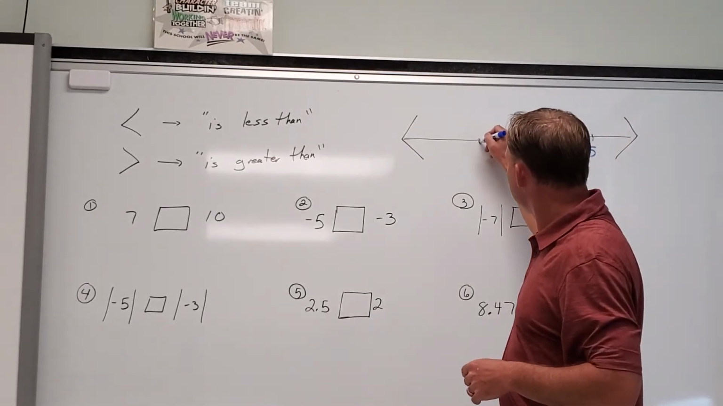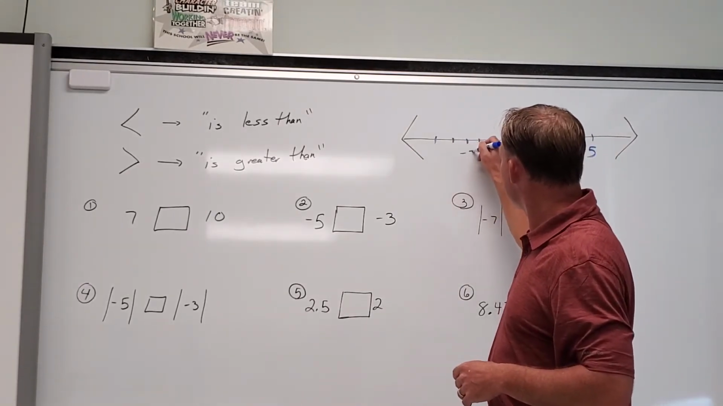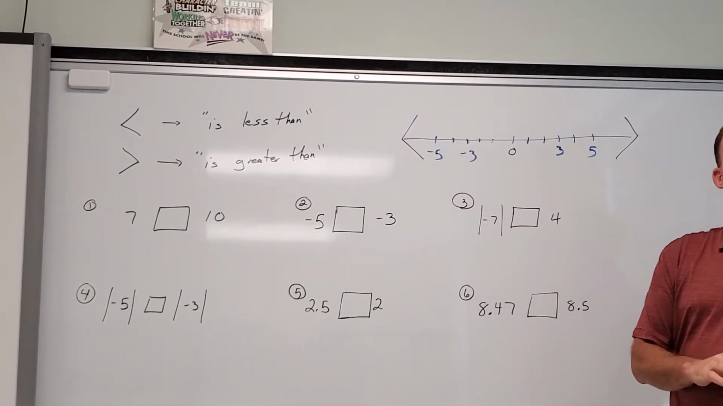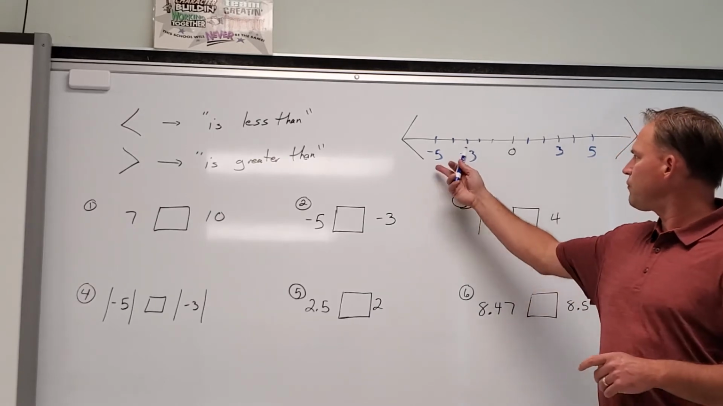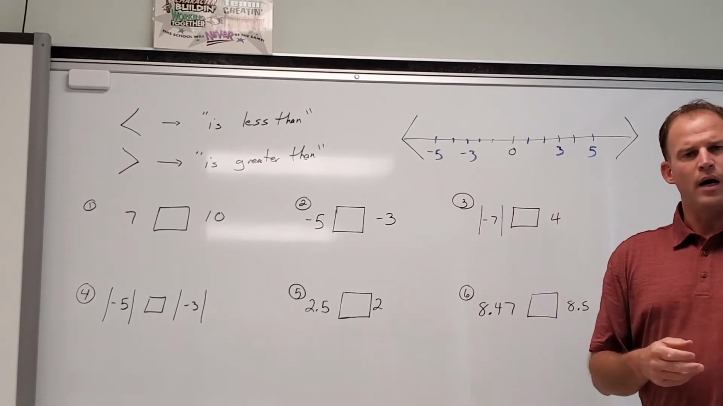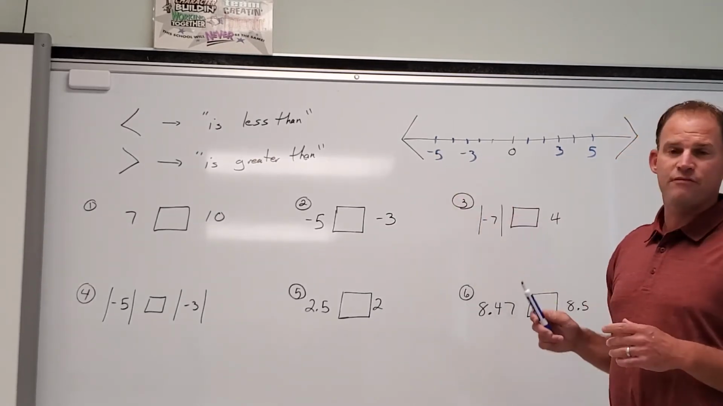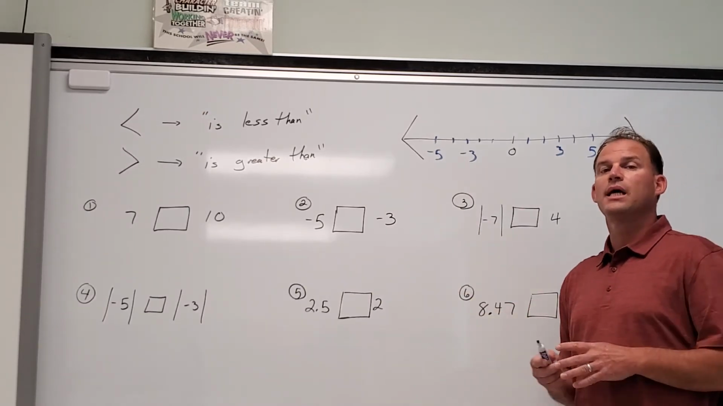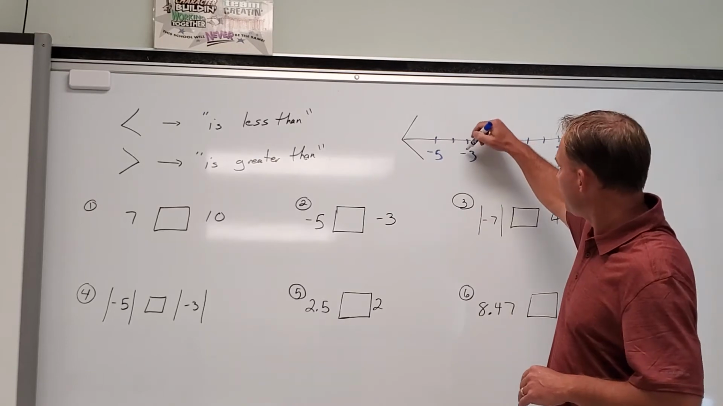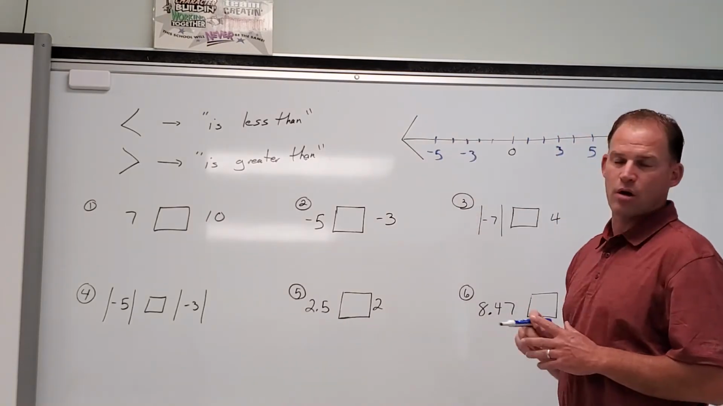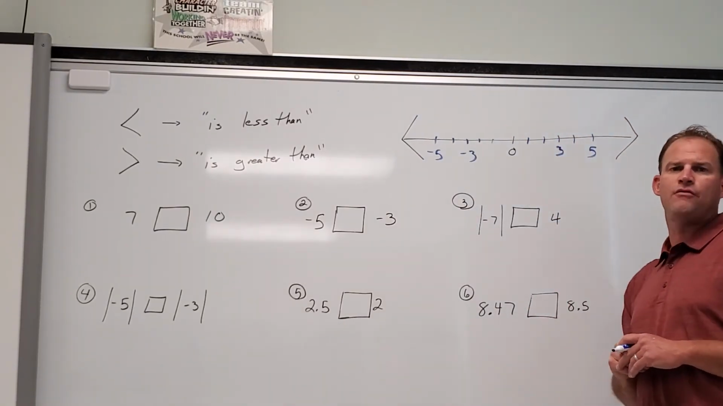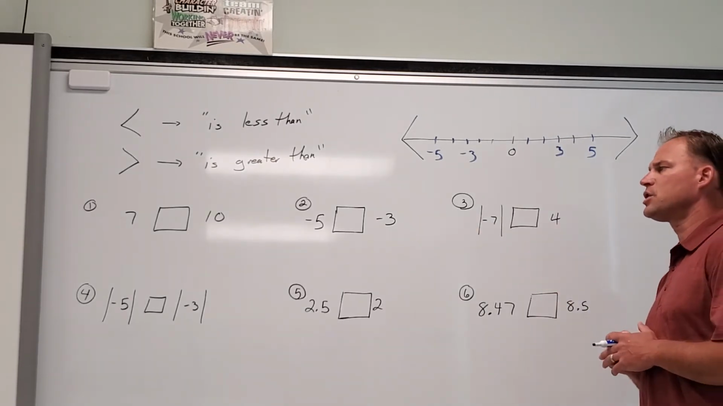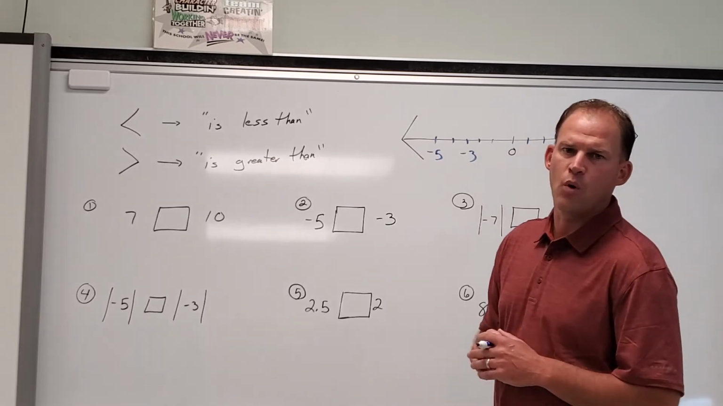If we're dealing with two numbers over here, which number is bigger, -3 or -5? Well, some of you might think -5 is bigger, but it's not. The number on the right is the bigger number. So -3 is bigger or greater than -5. Okay? So, let's turn our attention to number 1.